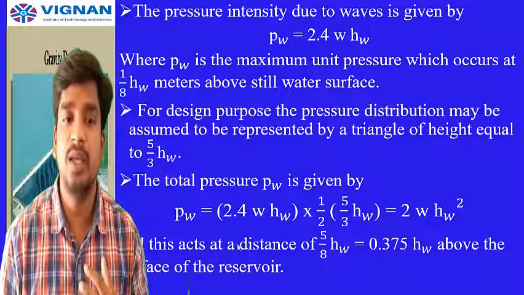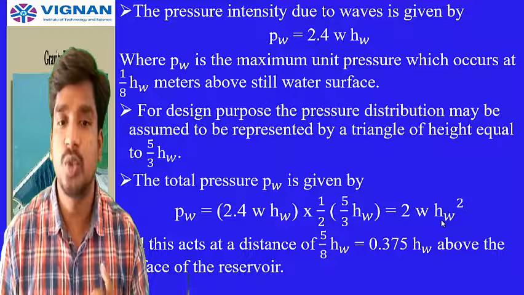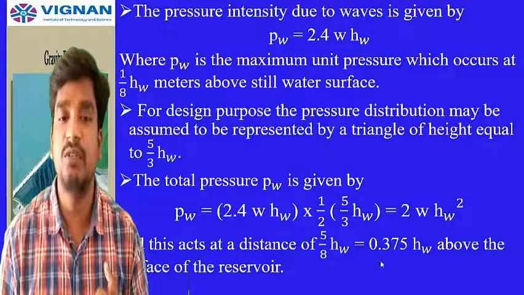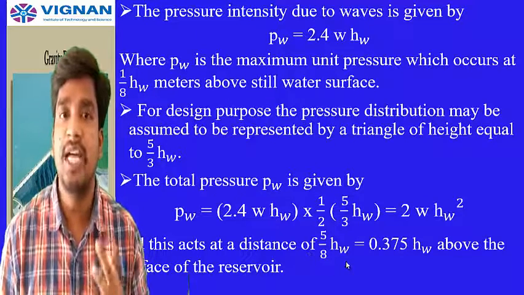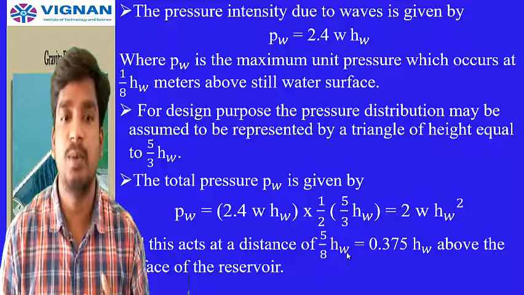So this is the formula for calculating the PW, pressure due to waves, which is PW equal to 2W into HW square, acting at a distance of 5 by 8 of the height of the wave. HW indicates height of the waves. Please remember this point.